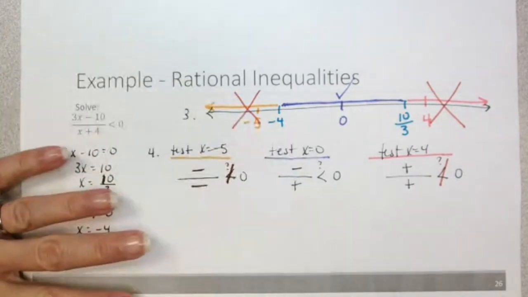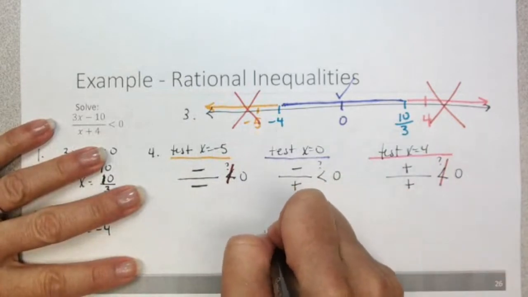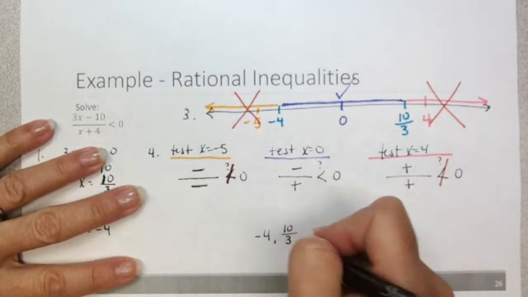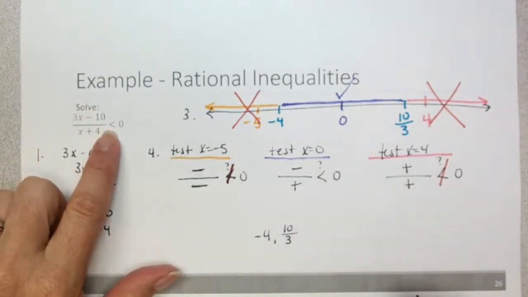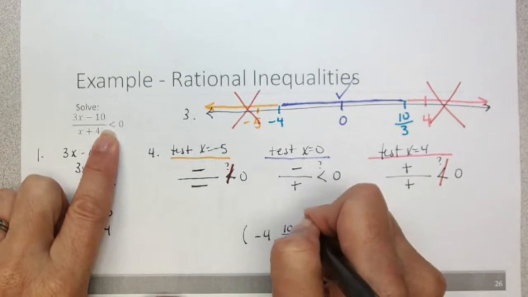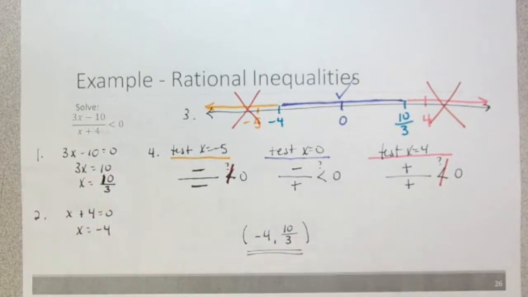So our solution is going to be all the values between -4 and 10/3. Since our inequality was less than 0, not less than or equal to 0, we want to use parentheses to bound that interval, so we exclude those endpoint values.